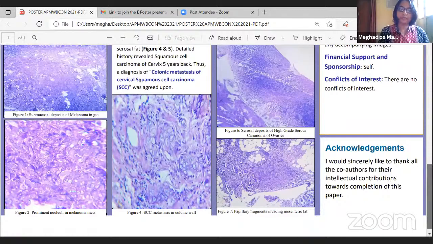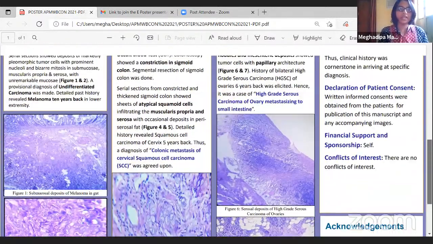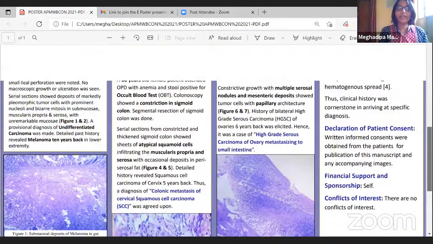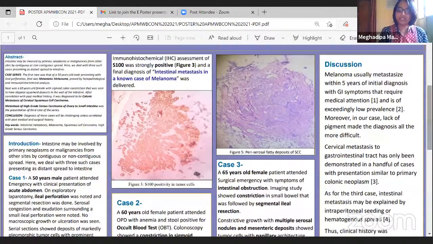When we called the patient party and looked into the patient's history, it was revealed that the patient had suffered from melanoma 10 years back. So that gave the first clue. We went for IHC, and S100 was available in our department, and it came out to be diffusely positive in the tumor cells. So the histomorphology of prominent nucleoli and marked atypia, the positive melanoma history, and S100 positivity ultimately helped in the final diagnosis of intestinal metastasis in a known case of melanoma.